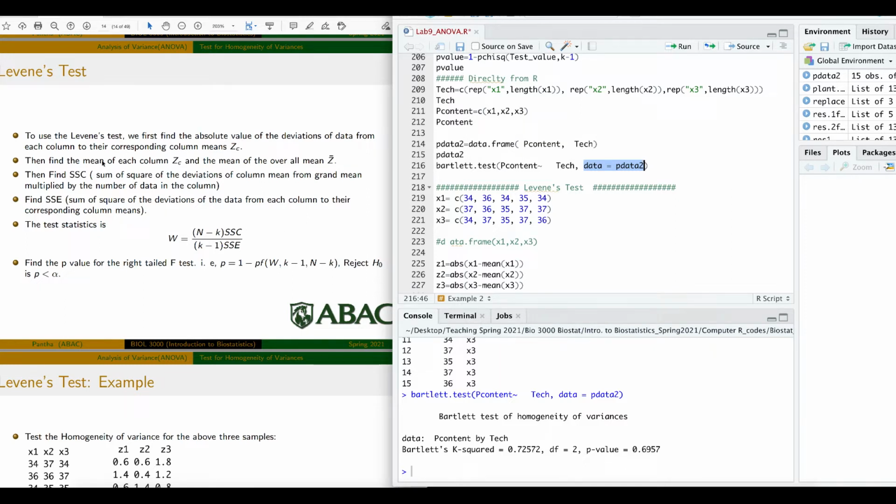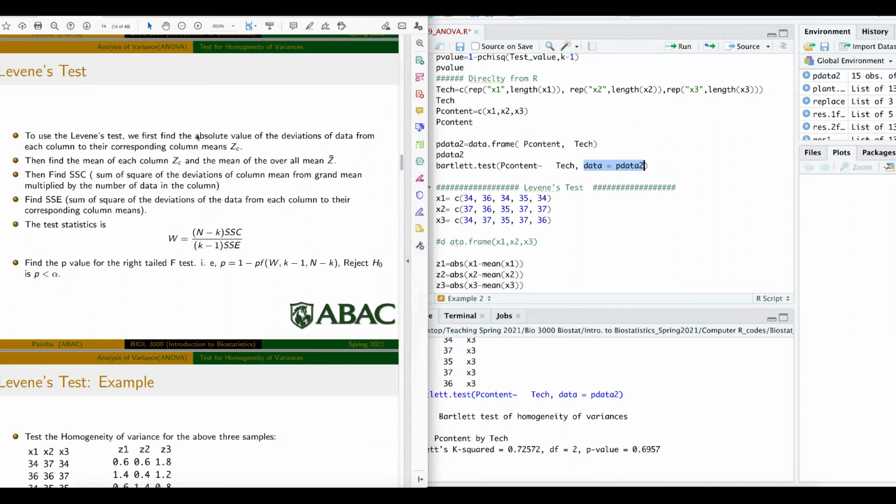Okay, now to use the Levene's test, we first find the absolute value of the deviations of data from each column to their corresponding column means. So first of all, you need to find the deviations of the column data from their column means, meaning that you need to subtract each data value in a column from its column mean, and then if there is a negative sign, you ignore that. That's the absolute value thing, right?